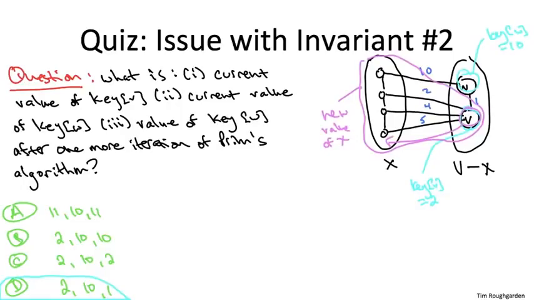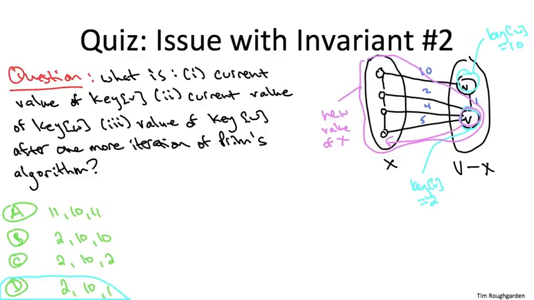So the correct answer is the fourth one. Let's see why. So first, let's remember the semantics of keys. What's the key supposed to be? It's supposed to be, amongst all the edges that on the one hand are incident to the vertex, and on the other hand are crossing the cut, the cheapest cost of any of those edges. So for the node V, there's 4 incident edges with cost 1, 2, 4, and 5. The 1 is not crossing the cut. The 2, 4, and 5 are crossing the cut. The cheapest of those is 2. So that's why V's current key value is 2.